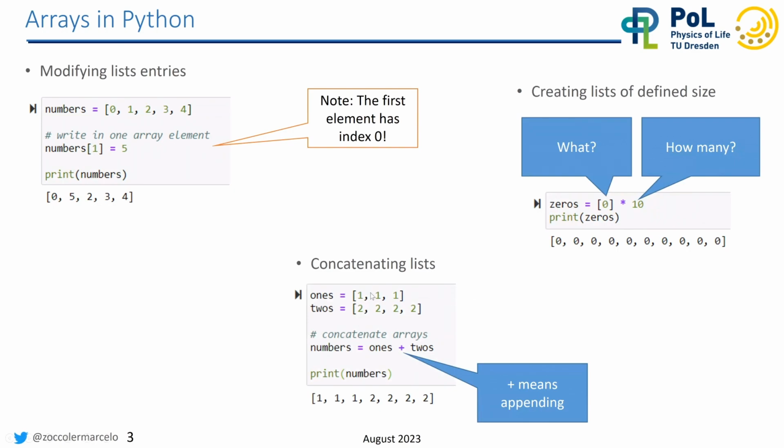So if you have two lists, one like this and the other like this, and you use the plus sign, it means you are appending the second list to the first one. So if you do ones plus twos, these are two lists, you get a new list called numbers, and it's actually a longer list, so it contains both lists.